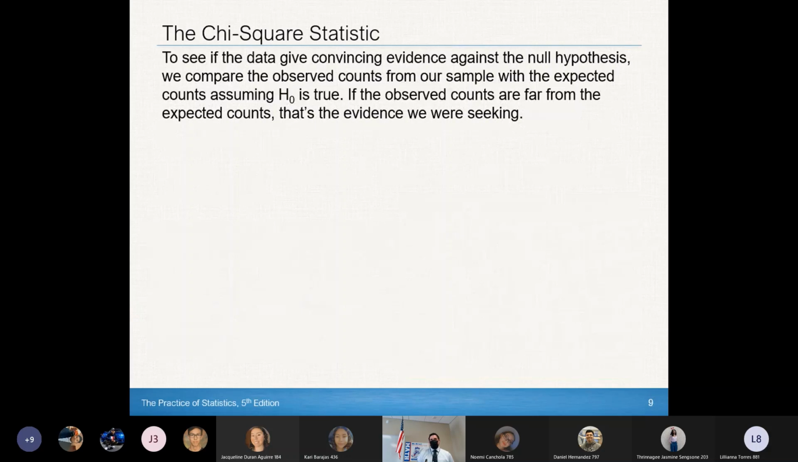To see if the data give convincing evidence against the null hypothesis, we compare the observed counts from our sample with the expected counts, assuming the null hypothesis is true. If the observed counts are far from the expected counts, that's the evidence we are seeking.